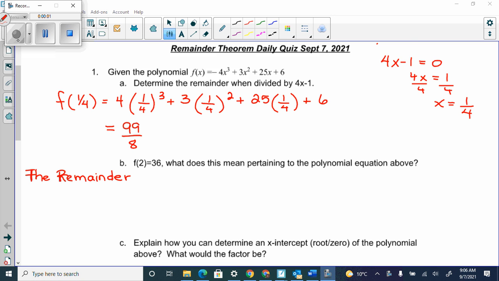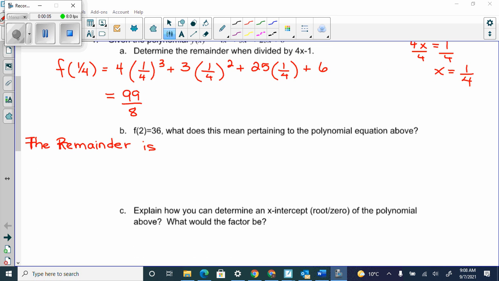Math. Yep, good. No. 99 over 8. I just answered it. Okay, the remainder is 36 when divided by, I'm in summer mode.